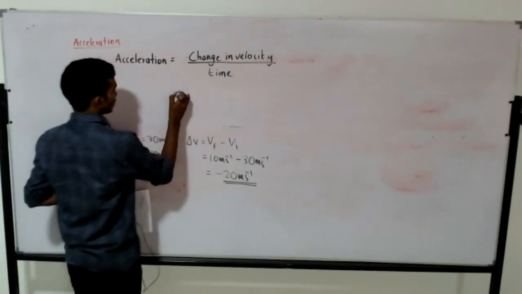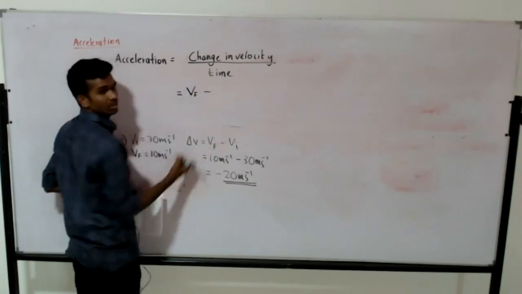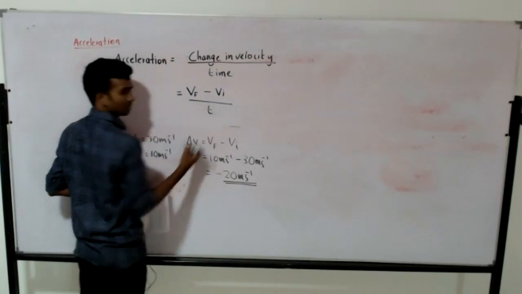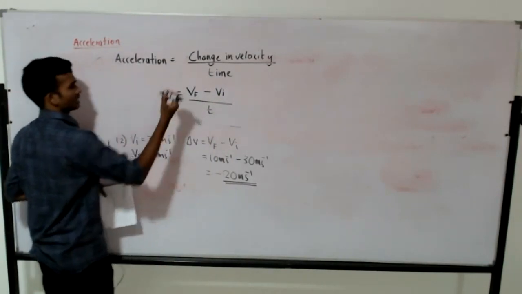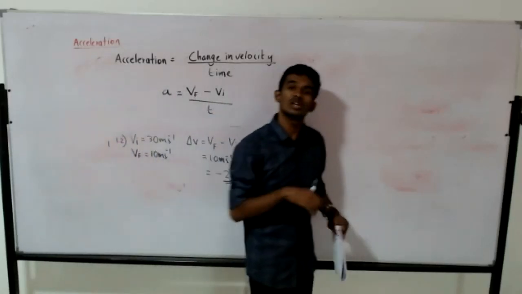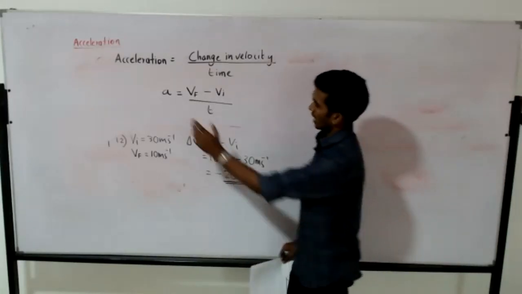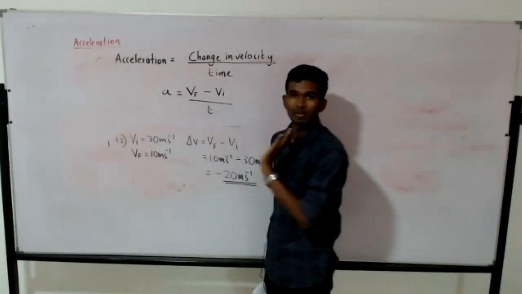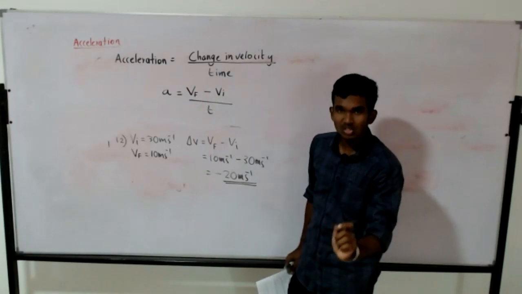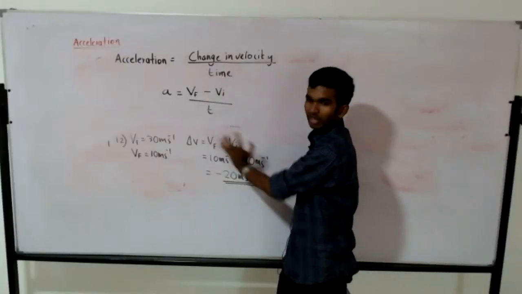If I write it, change in velocity is final velocity minus initial velocity. Time I'll write as t. This is equal to acceleration. So acceleration is final velocity minus initial velocity divided by time. Some students misunderstand it, thinking acceleration is velocity divided by time. Wrong. Acceleration is final velocity minus initial velocity divided by time. That means change in velocity divided by time.